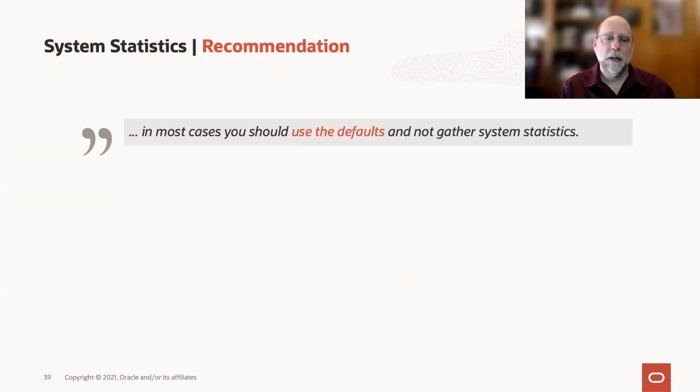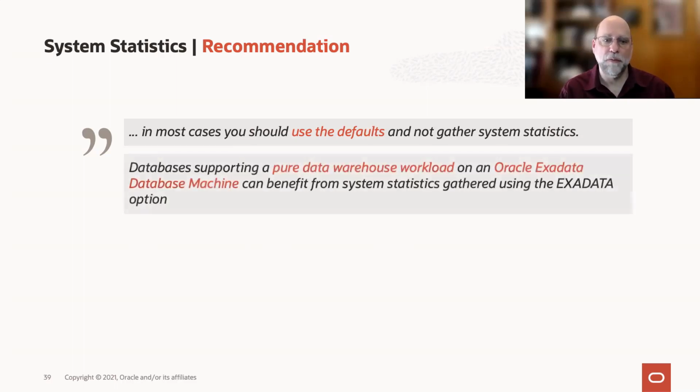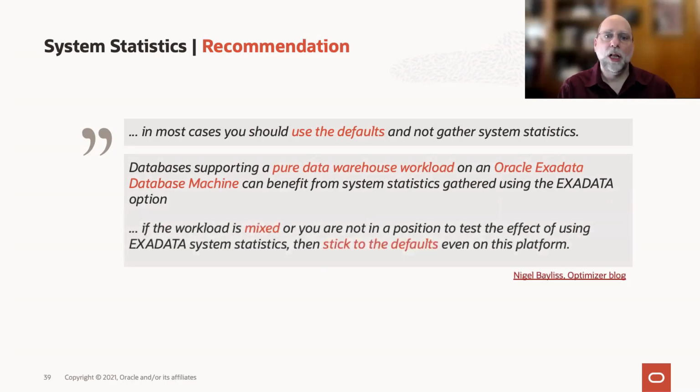But to be honest, if you take the recommendations of our optimizer team, in most cases, you should be using the defaults in your system and not gathering system stats yourself. And that's true even when you have a pure data warehouse workload or you're running on Exadata. Unless you can really robustly test the effect of those system statistics, you should use the defaults. And the reason for that is that we've seen system statistics really skew things in ways that might be unexpected.